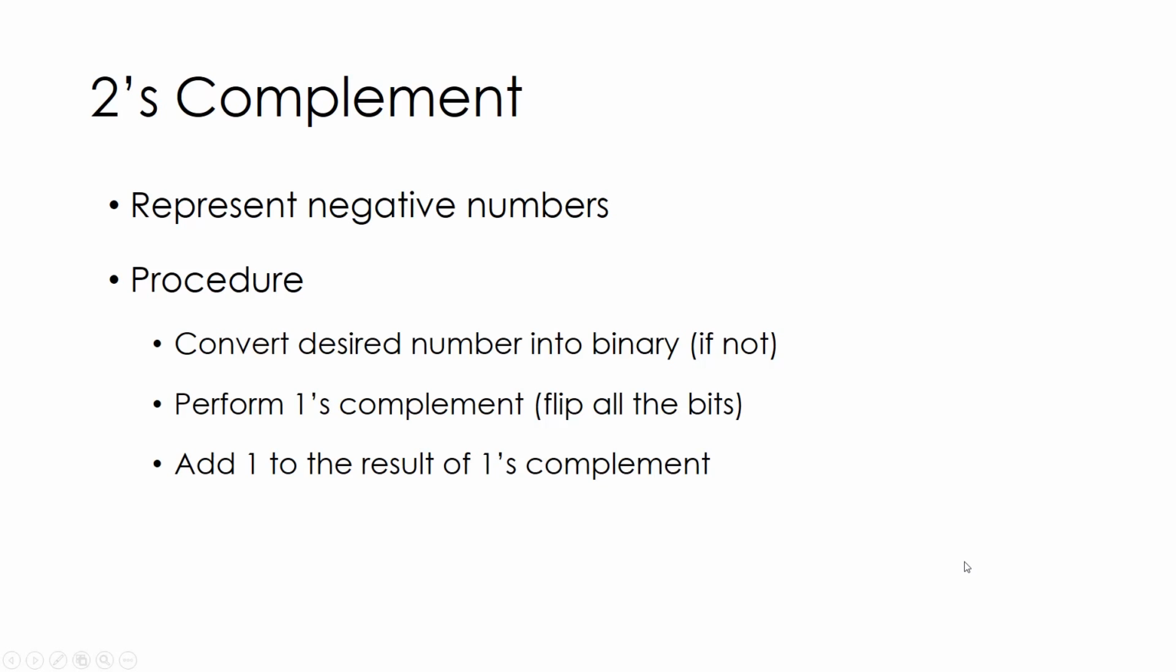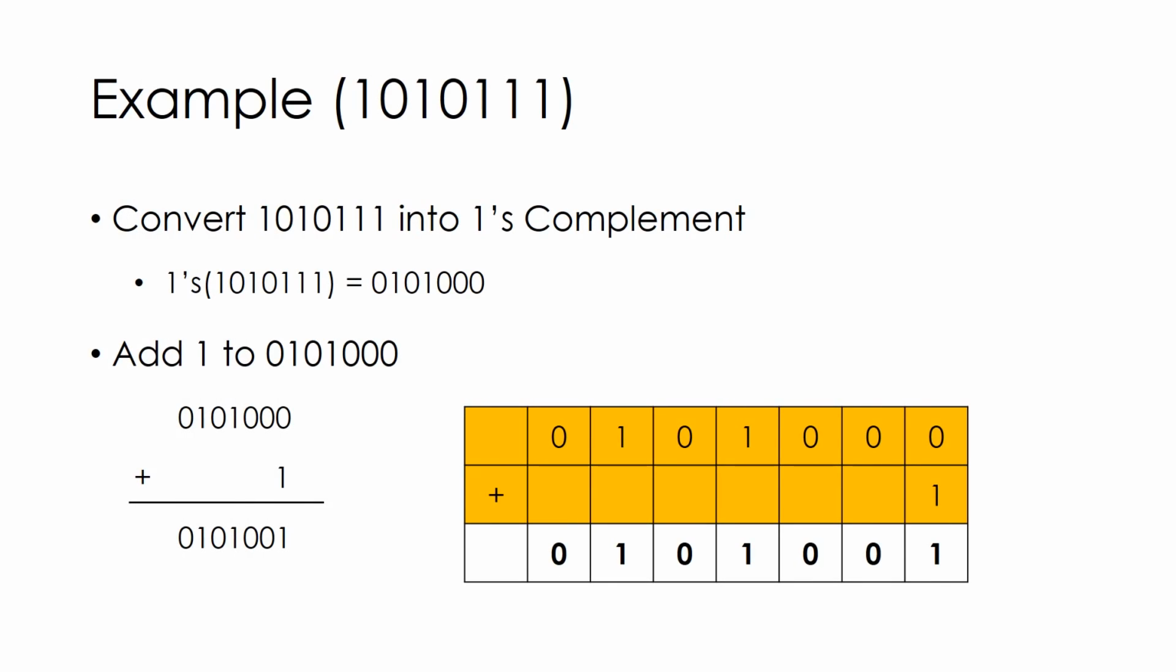It's very simple. Just convert the given number into an equivalent binary number if it is not already a binary number. Then we need to perform 1's complement on that binary number. And the third thing is we need to add 1 to the result of the 1's complement. Let's take an example here.